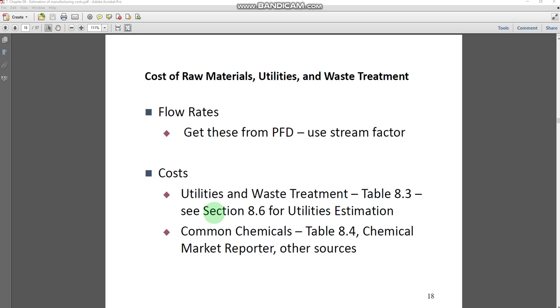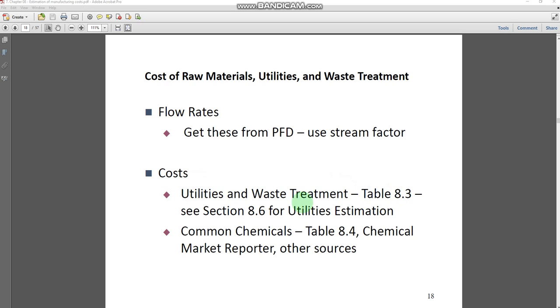Now let us see some more things on the flow rates and the utilities, and what kind of things we need to refer to. For the flow rate information, you can get the information from the process flow diagram of any process, and then you can multiply that with the stream factor. That will reflect how much time the plant was actually operational. Similarly, you have to estimate the cost of different things, maybe the chemicals, the utilities, and the waste treatment, and there is a long list. So we have to see table 8.3.